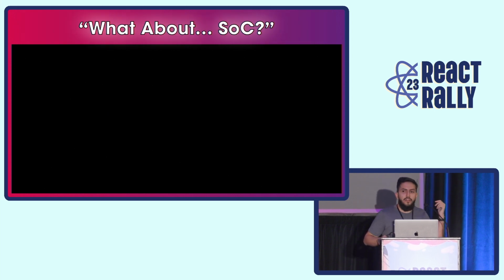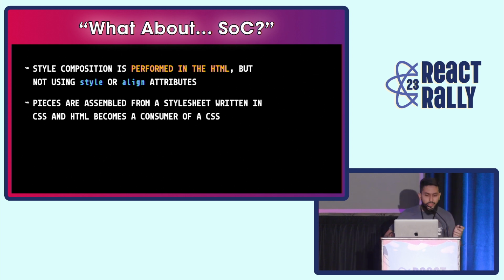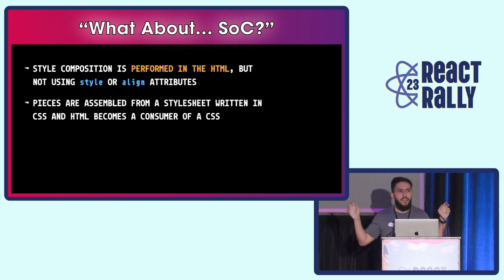We probably hear this a lot as well. So what about separation of concerns? You're just breaking separation of concerns. But I think it takes a little bit of a mind shift to realize that the style composition is actually performed in the HTML, but it's not like we're using style, align, or width, height, those attributes. No. What we have is the pieces, they are assembled in the HTML, but they are coming from a style sheet that we created. So the HTML here is more like a consumer of a CSS API that we just created.